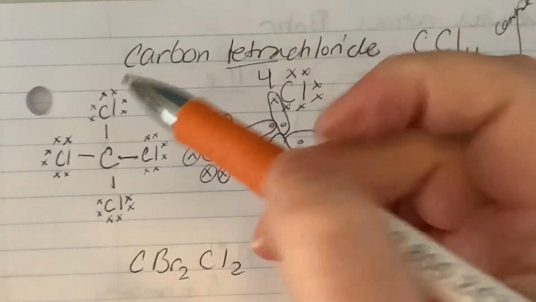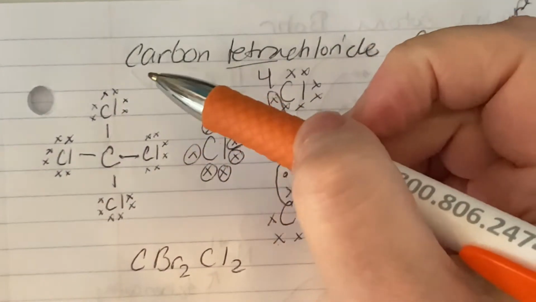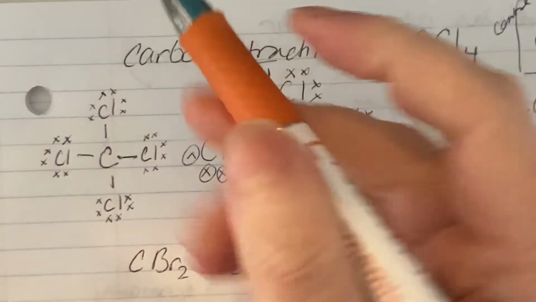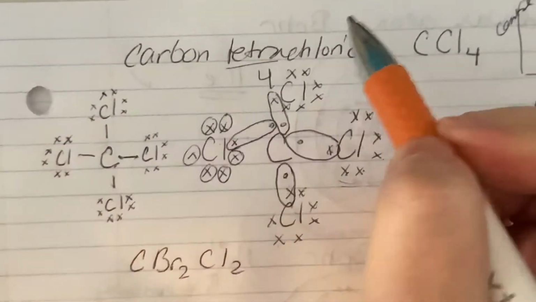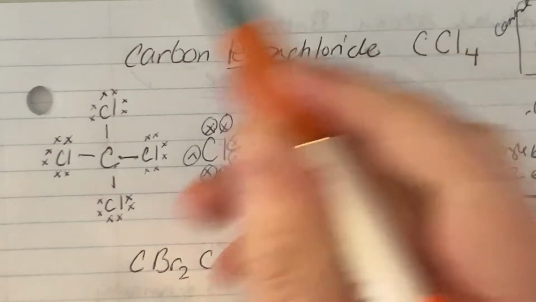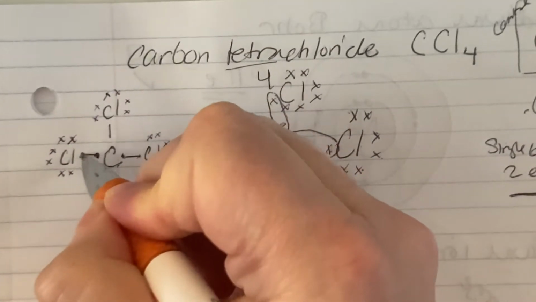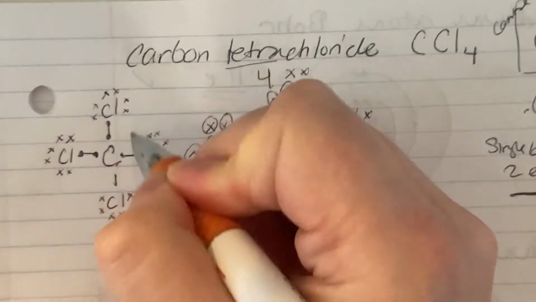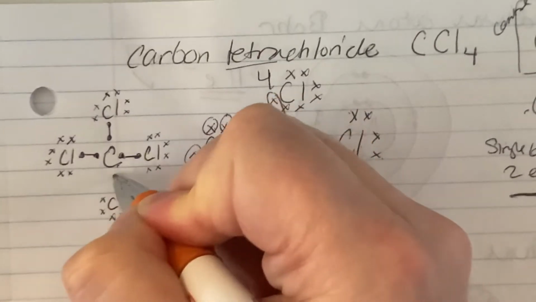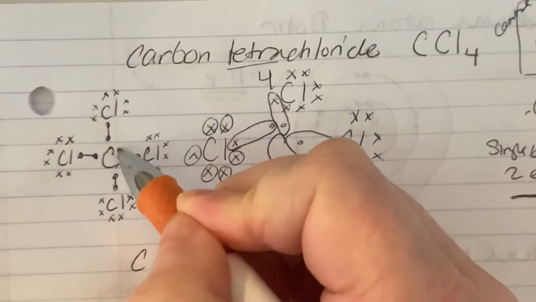And now what do I check when I'm done? I check and make sure my valence numbers are still correct. Carbon has 4. 1, 2, 3, 4. Because remember, you're picturing this bond. Even though we draw it as a straight line, you can picture it kind of like a dumbbell. Okay, so carbon still has 4.